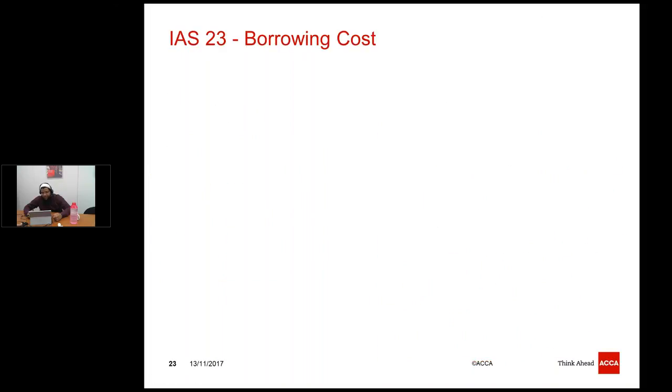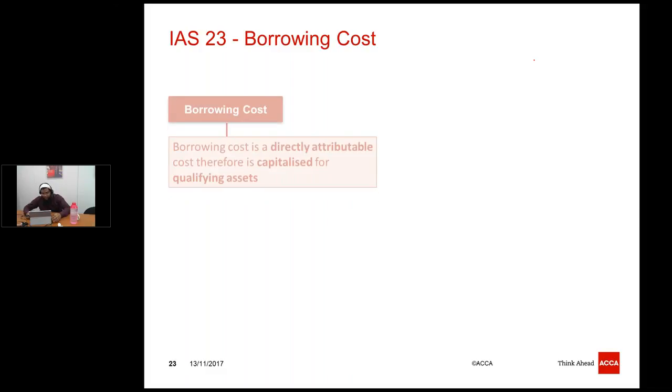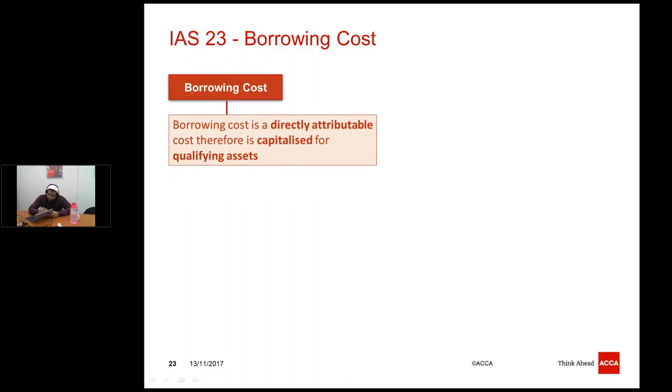Now we are going to discuss IAS 23 borrowing cost. The first thing is, what is borrowing cost? What is the concept of borrowing cost? Borrowing cost is a directly attributable cost. For example, if I'm manufacturing a plant, if I'm developing a self-constructed asset and I don't have any amount for that, I want to construct an asset but I don't have any amount. So what would I do? I will take a loan from the bank, pay an interest to construct the asset.